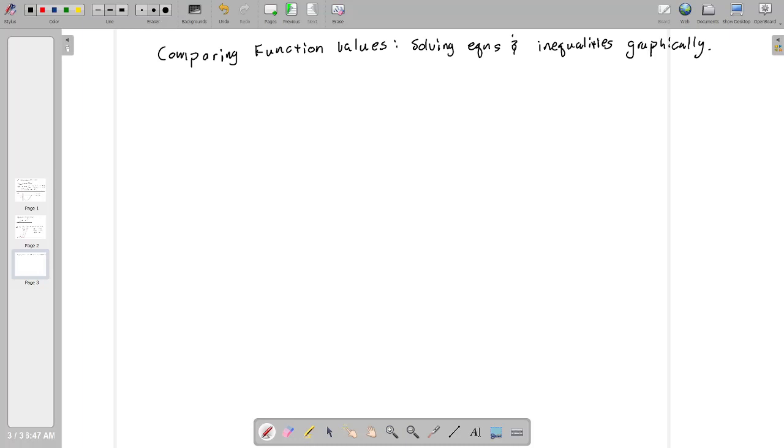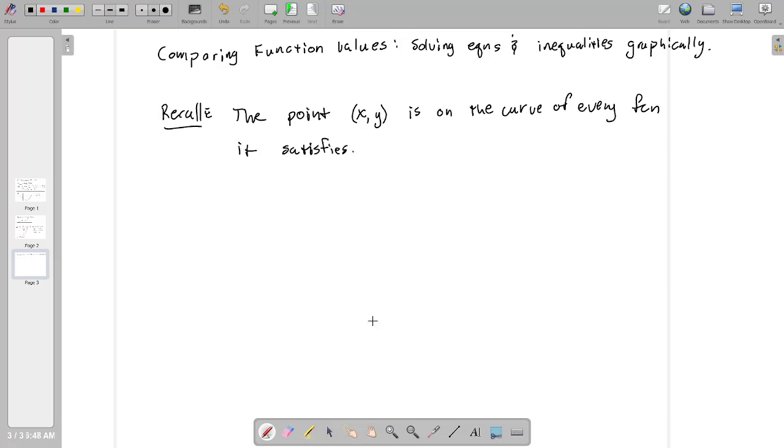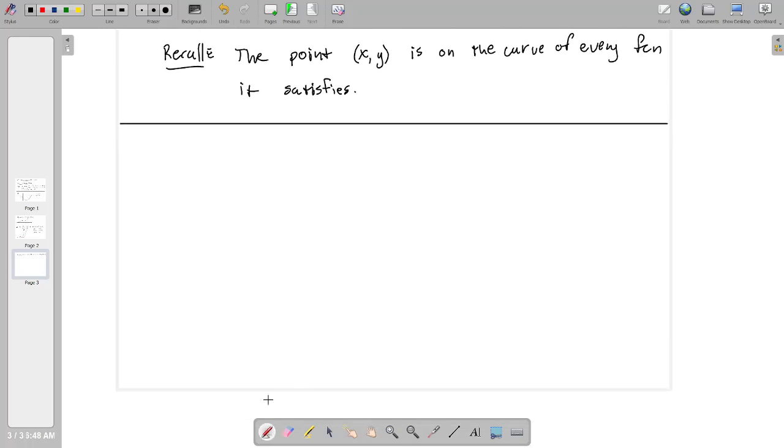The first thing I want to do is I want to recall something that we've recalled before. The point x, y is on the curve of every function it satisfies. Now, we've recalled this before because we've done something very similar to this before, where we have solved equations and inequalities graphically. In this case, though, we're talking about where one function is going to be equal to or less than or greater than or equal to another function.